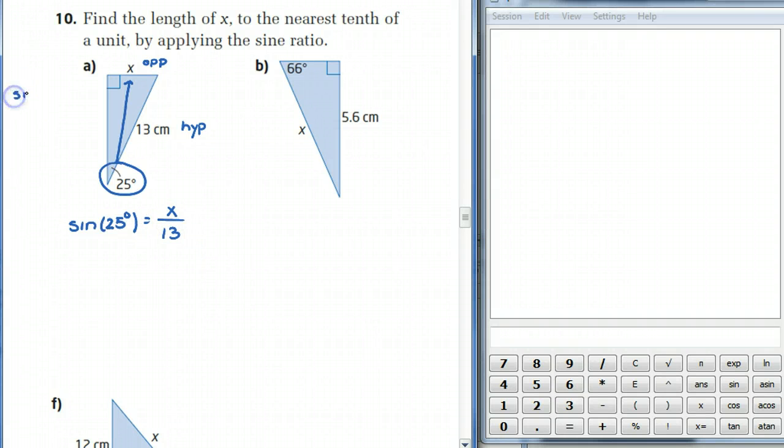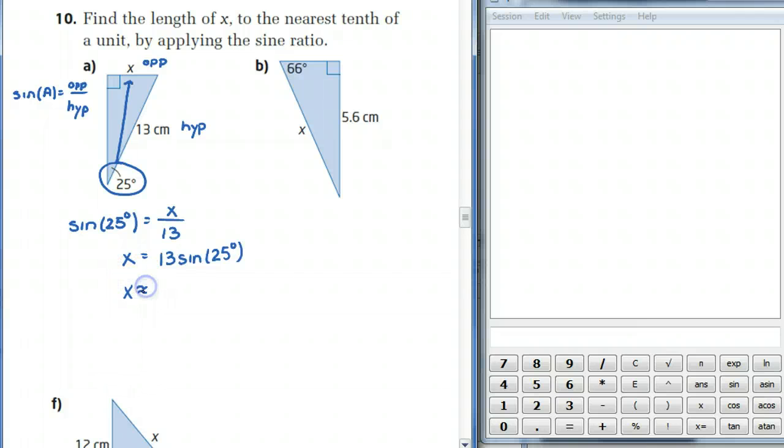So I'll just write this up here. Sine of some angle, let's call the angle A, is equal to the opposite divided by the hypotenuse. So now sine 25 degrees is simply a number in disguise, so I want to get x by itself and then work out the value in one step on my calculator. To do that, I'm going to multiply both sides by 13. So I get x is equal to 13 sine 25 degrees.